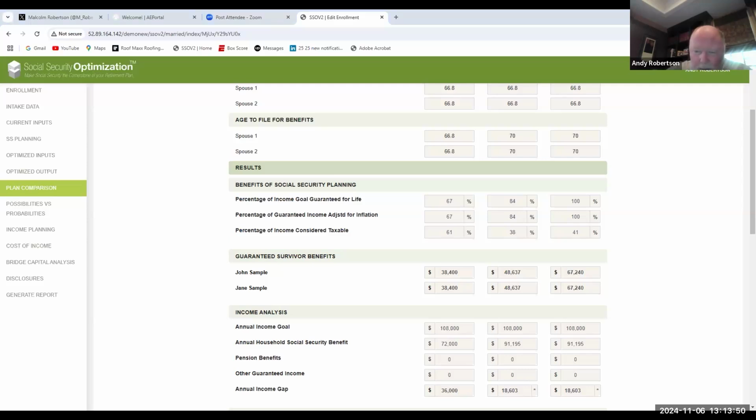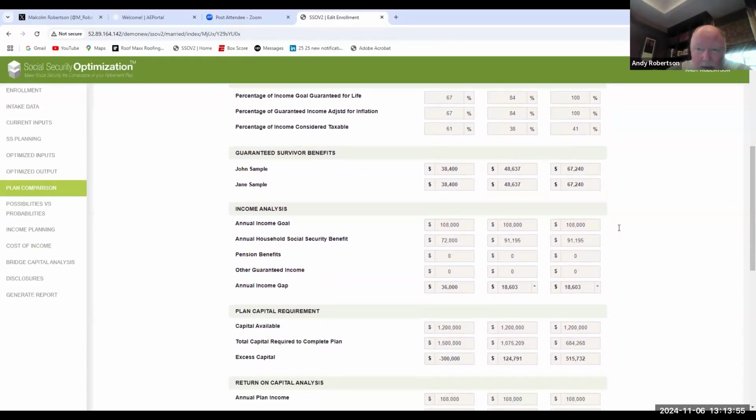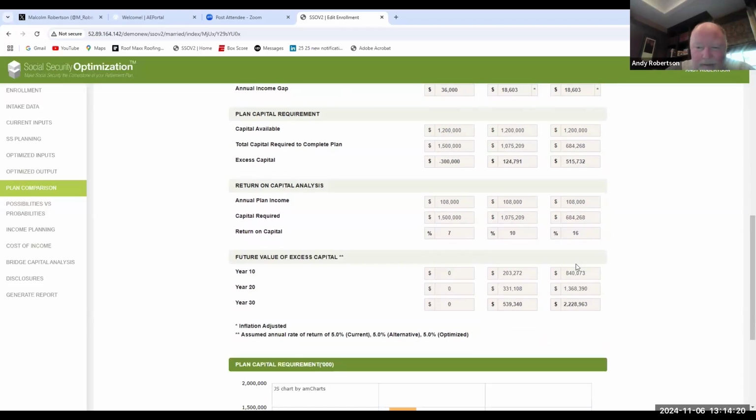Why would I pick one plan over the other? Notwithstanding the fact that the plan is significantly better on a feature by feature basis, the capital requirement right here: they go from being underfunded by 300,000 to overfunded by 515,000. So not only is the survivor going to have considerably more guaranteed income because they're going to have the higher of the two Social Security benefits plus the 18,000 from the annuity, but they're also going to have the future value of the excess capital as well, right? So if we have $515,000 of excess capital under the optimized plan, we grow it at just 5%. Look what that's worth in 10, 20, and 30 years.